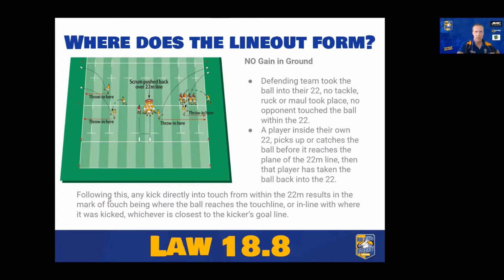So either the mark of touch is where it goes out, or where the kicker kicked it from, whichever's closest to the goal line. I imagine it only results in a really bad kick or a really windy day for it to be anything other than where he kicked it from.